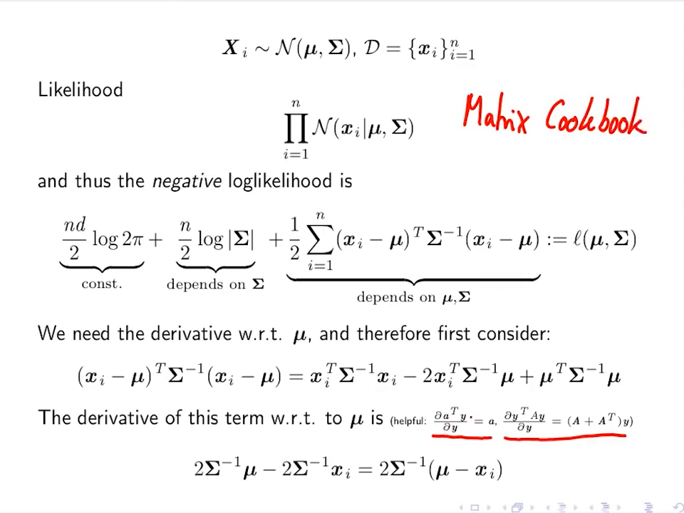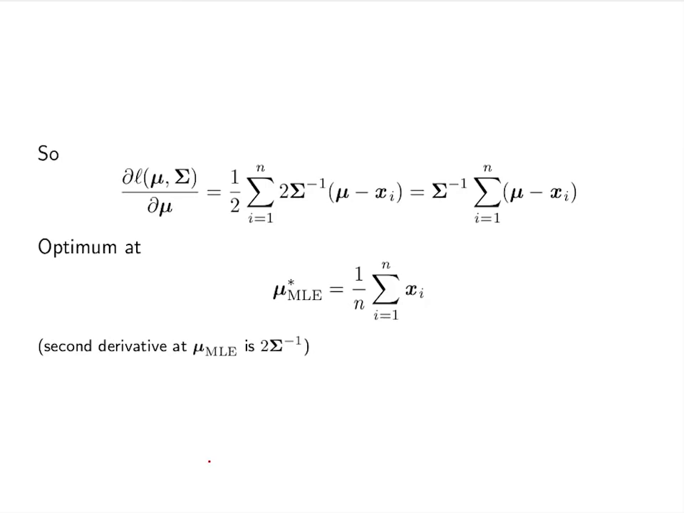Okay, so given these two identities here, we apply this to our log likelihood, we compute the first derivative, and out we get this here. Okay, so this is the first derivative of the negative log likelihood with respect to the mean value. And of course, the goal is to find the mu such that this is equal to 0, so 0 vector.